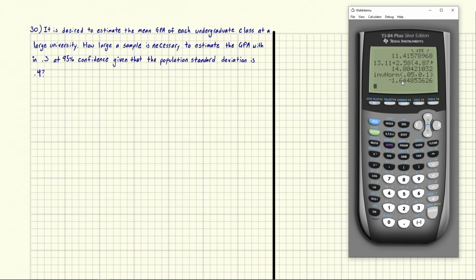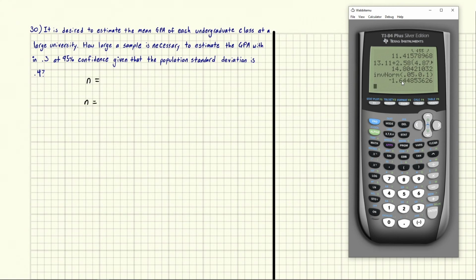immediately start doing crazy stuff with this, but the key words here are "how large a sample." As soon as you see the words "how large a sample," you need to be solving for the sample size. And so those are formulas that start with n equals, right? Because n is the sample size.